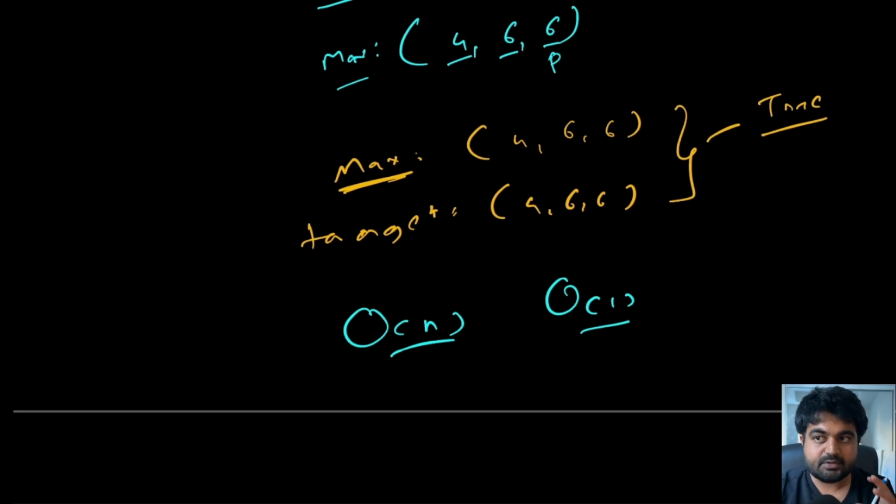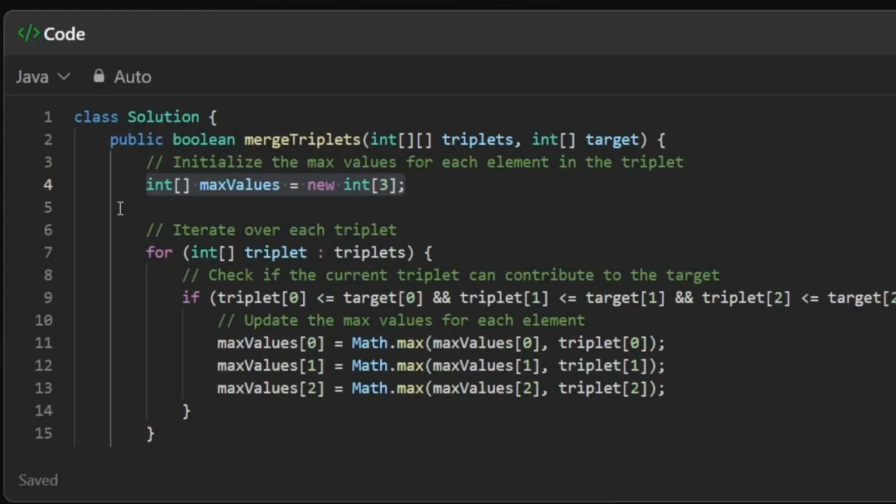So I hope this solution makes sense. Now let's quickly see the coding approach. The coding solution is quite straightforward. First, we are going to initialize an array with size 3, naming it as max values.